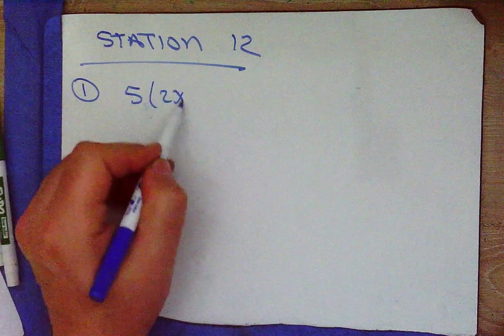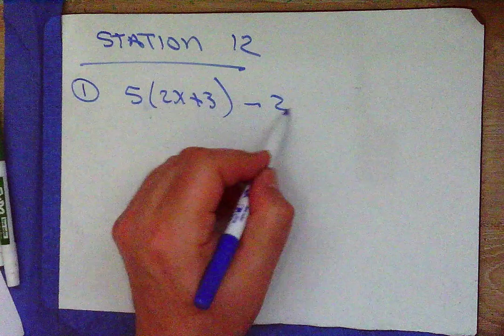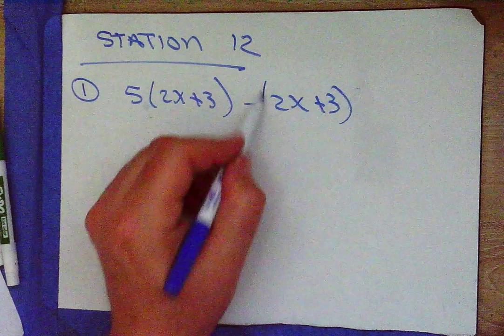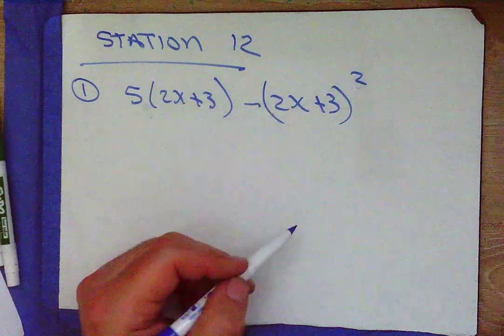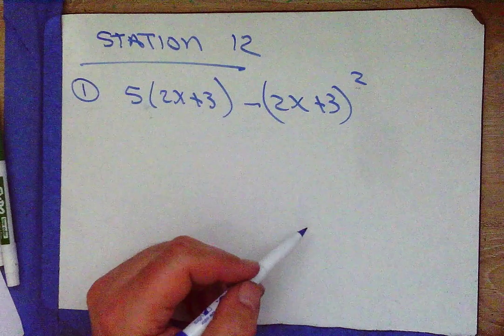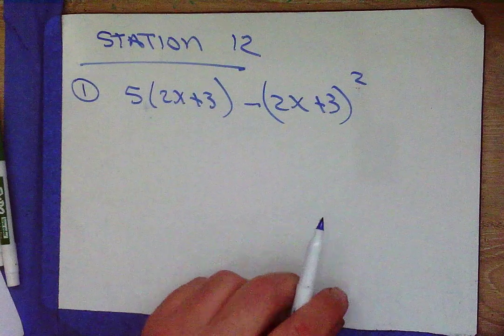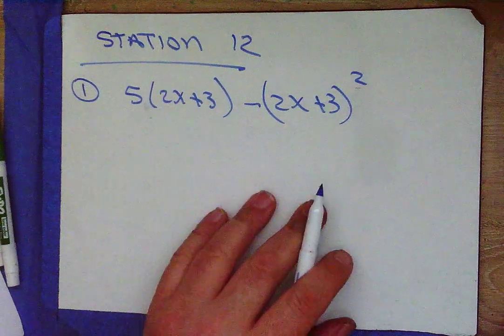Number 1: 5 times (2x plus 3) minus (2x plus 3) to the second. Okay, this is GCF factoring time. Why don't you give it a try? Come back if you're stuck. Come back when you're done.